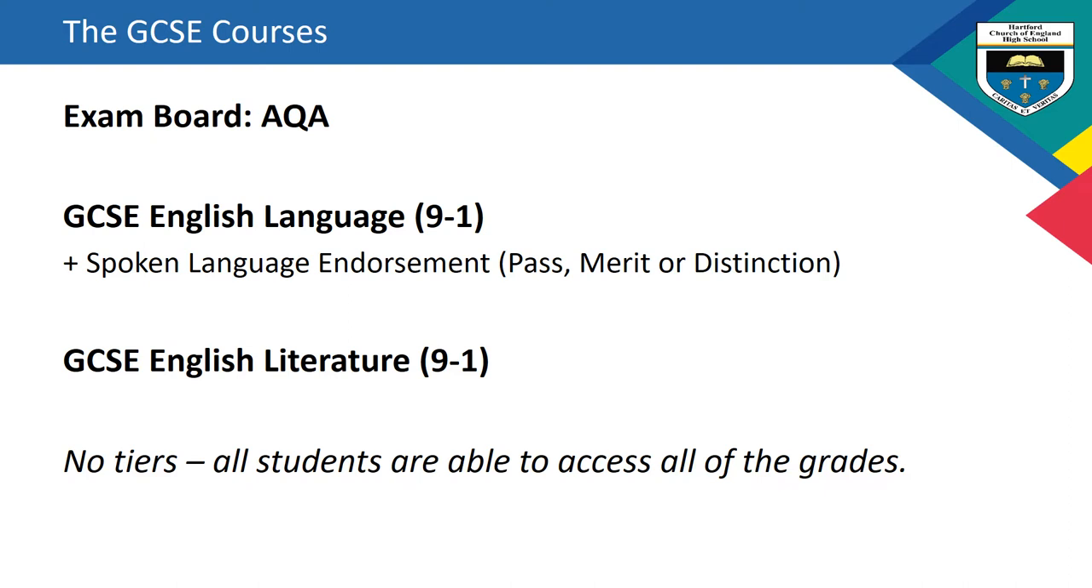So in terms of the GCSE courses, we do the AQA exam boards for both English language and English literature. There is not a tiered system in English, so all students have the opportunity to achieve up to a grade 9. For English language, you will notice that underneath GCSE English language, it says plus spoken language endorsement.